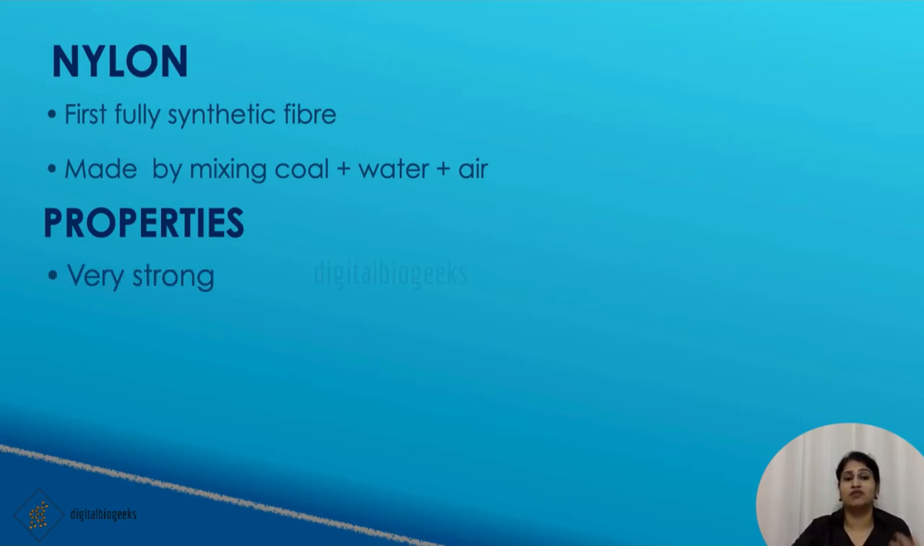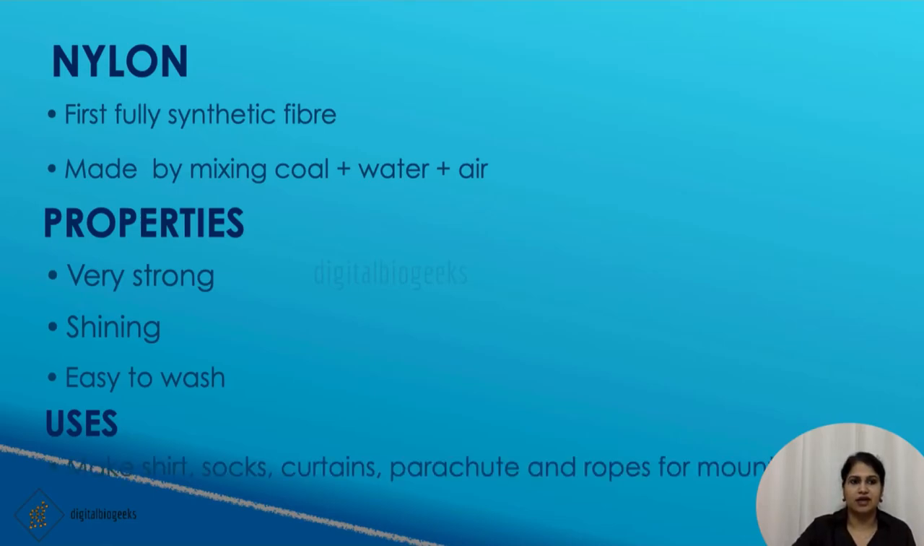Let's look at what the properties of nylon are. Nylon fibers are very strong. They are shiny and easy to wash. Let's look at what the uses of nylon are. Nylon is used to make shirts, socks, curtains, parachutes and ropes for mountaineering. Parachute ropes and mountaineering ropes are made from nylon as it is very strong.